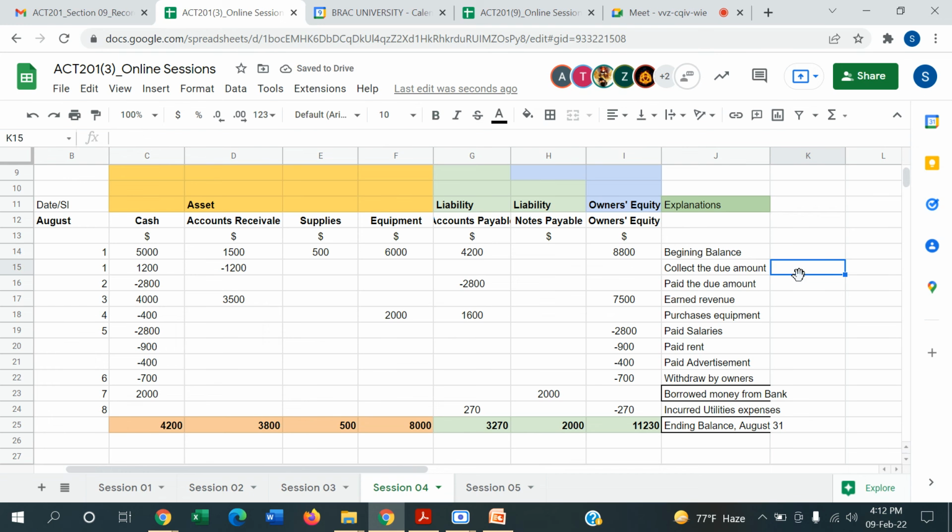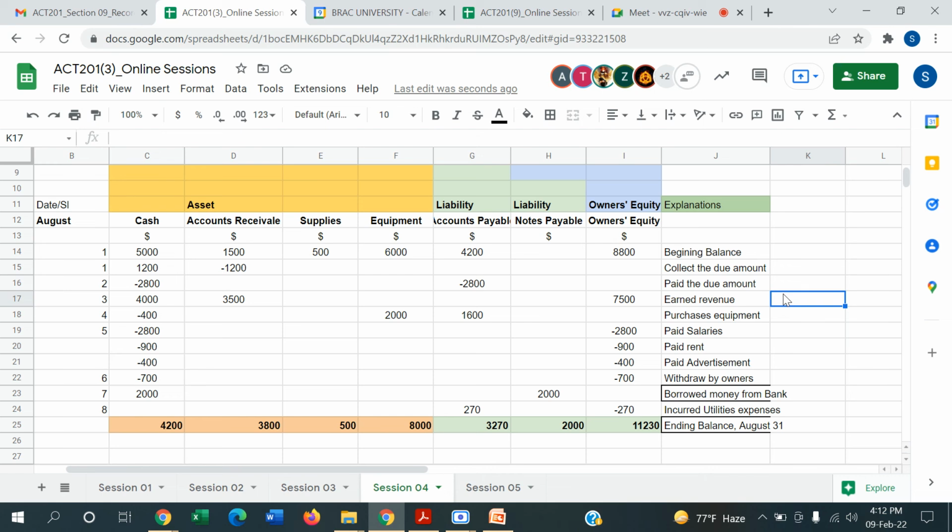Collect the due amount. Is there any revenue or expense? No, sir. Because by collecting the due amount, which two accounts are affected? Cash and accounts receivable. Both are assets. There is no revenue or expenses. Paid the due amount? No. Two accounts are affected: accounts payable and cash. Cash is an asset, accounts payable is a liability. So there is no revenue or expenses.